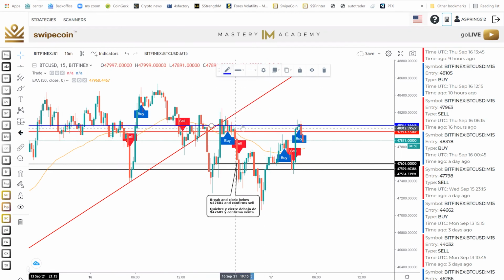Blue line. Now I'm already in the sell up here. Right. A sell is when the price is under the exponential moving average.